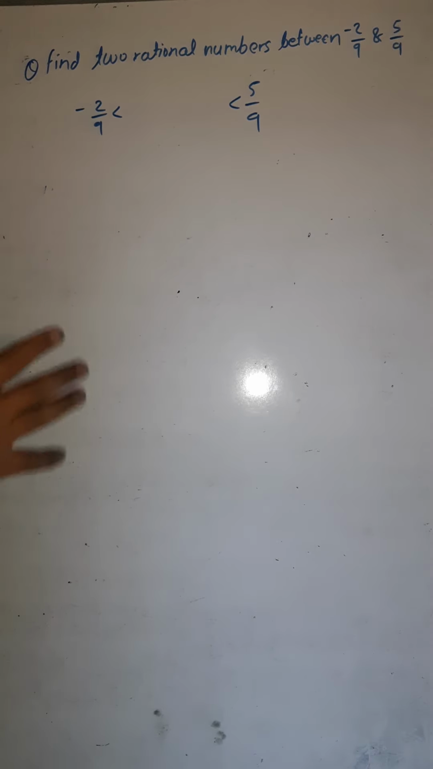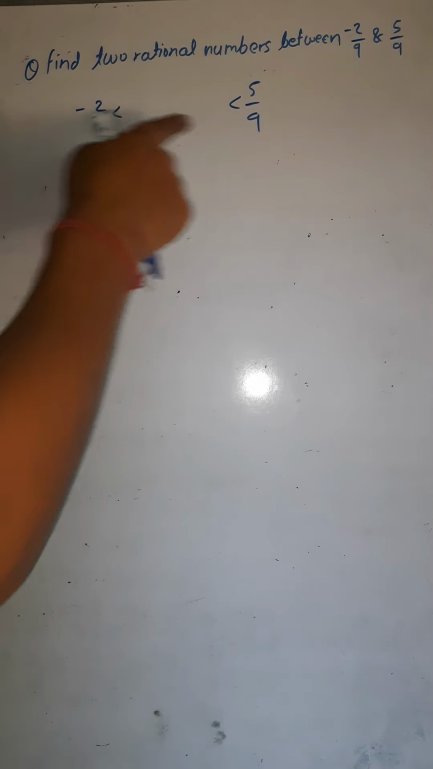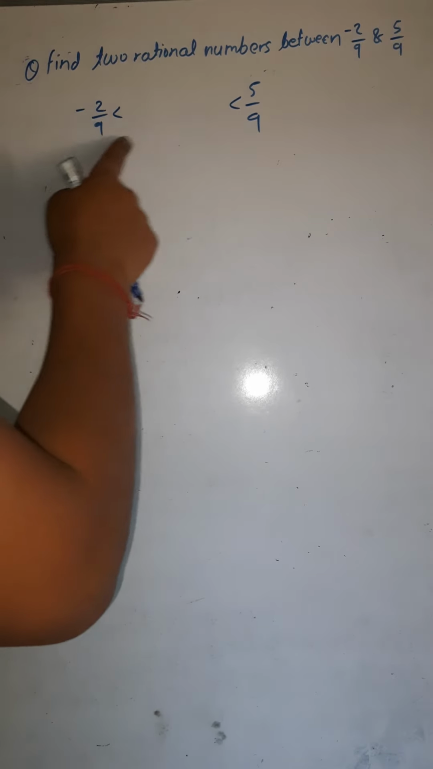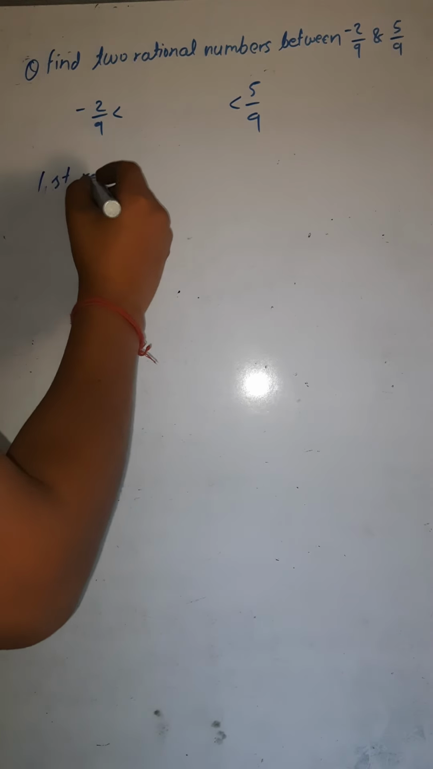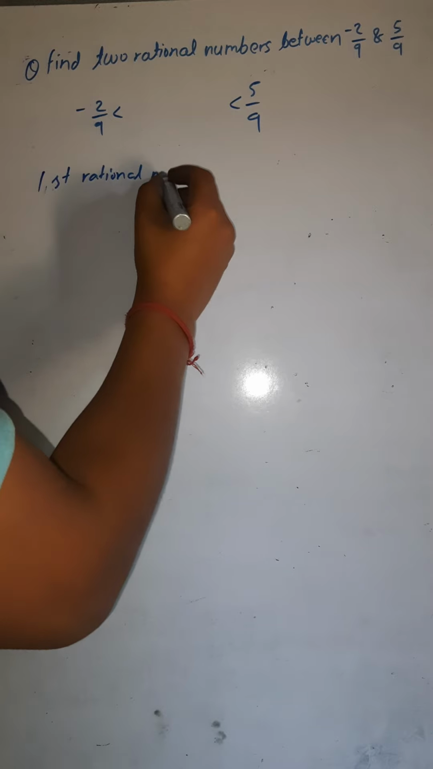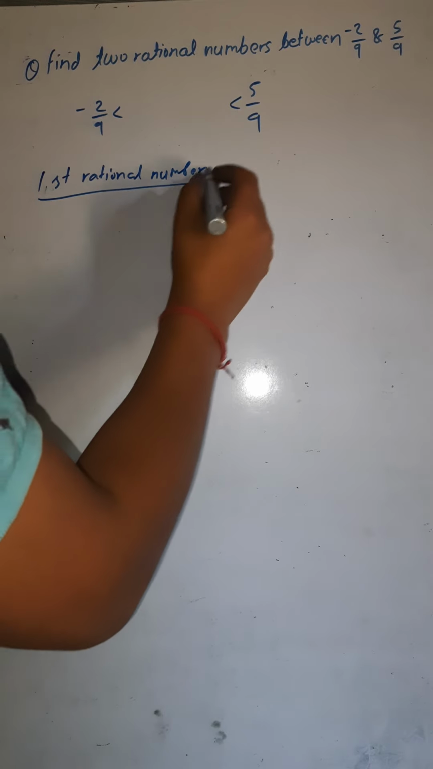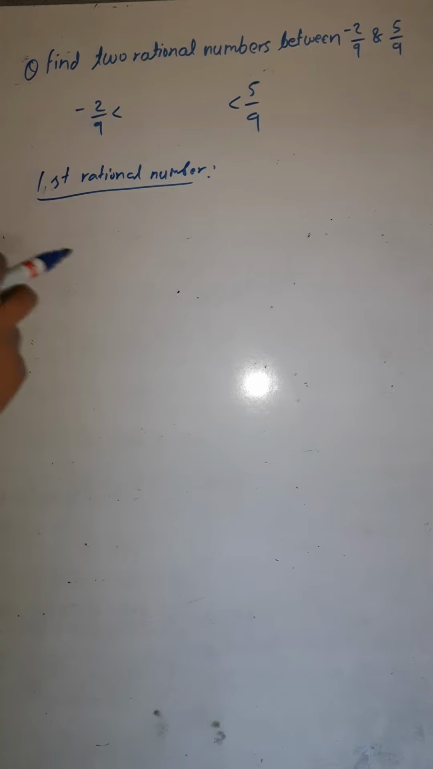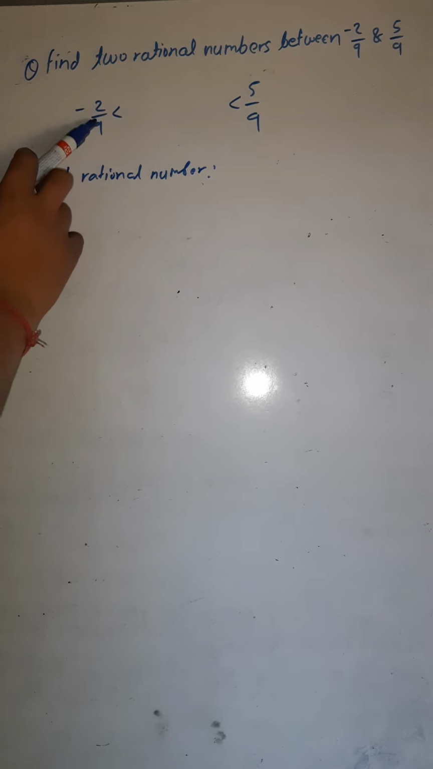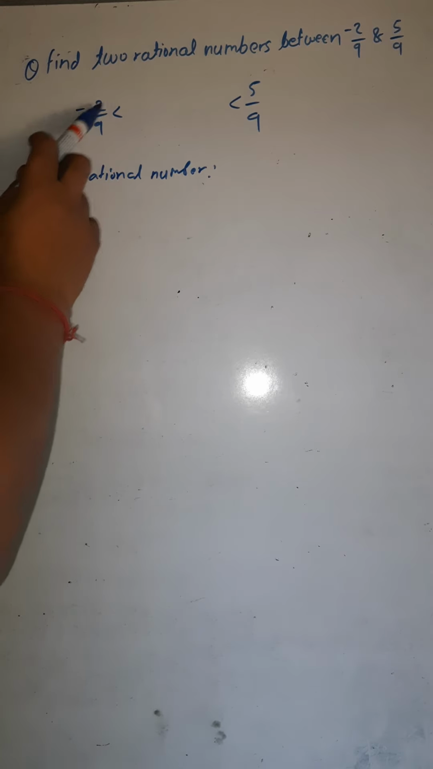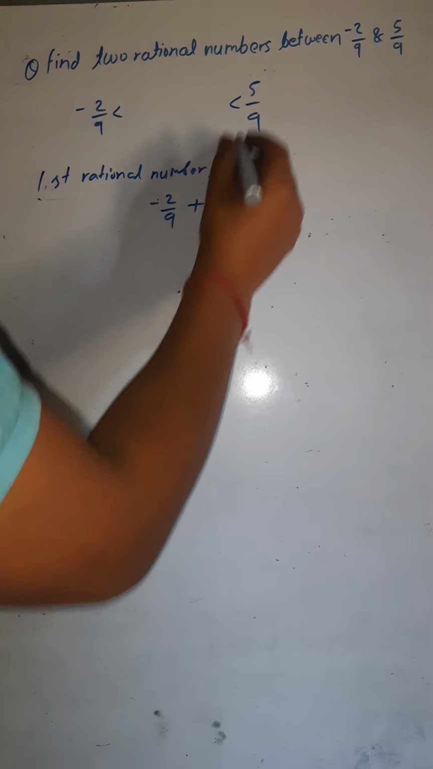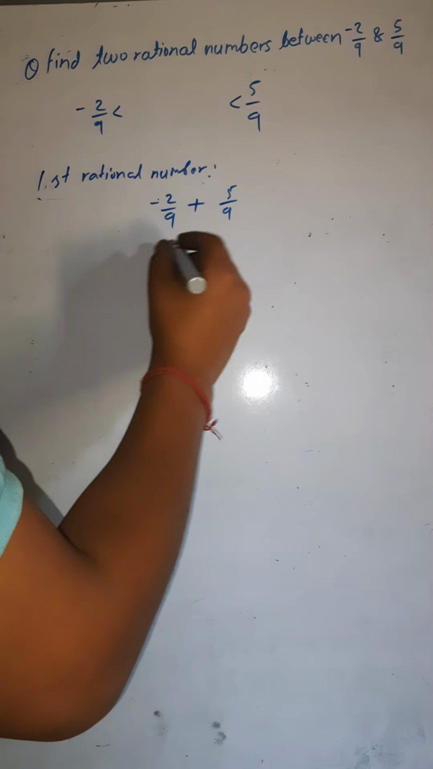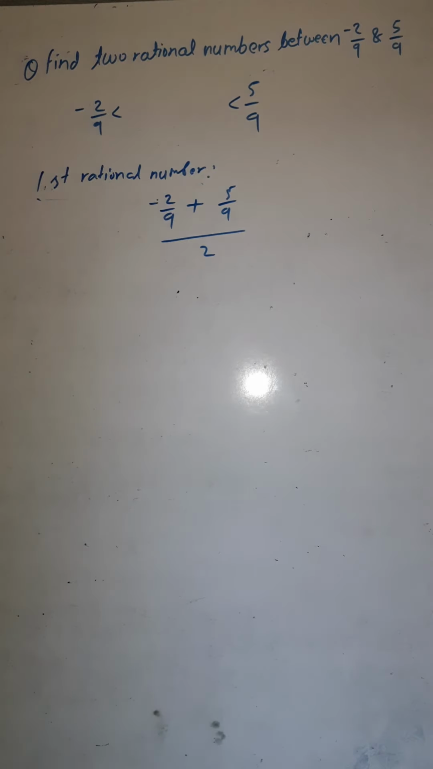I have just now told you, to find the rational number between these two, you would take the mean of these two numbers. Okay, so how to take the first rational number? I am writing here, first rational number. We have to find out two. So first I am finding the first rational number. To find it, I would take the mean of these two. Mean means this plus this divided by 2. So I would do minus 2 by 9 plus 5 by 9, then divide it by 2. This would be the first one.